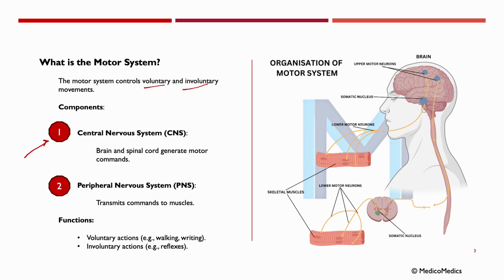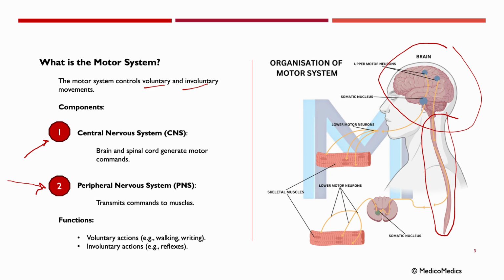We have the central nervous system, the CNS, which includes the brain and the spinal cord. This is the command center where movement is planned, initiated, and coordinated. Second, we have the peripheral nervous system, or PNS. This part connects the central nervous system to the actual muscles. It's made up of motor nerves that carry those commands given to us by the CNS out to our skeletal muscles, allowing for the contraction and relaxation needed to generate movement.